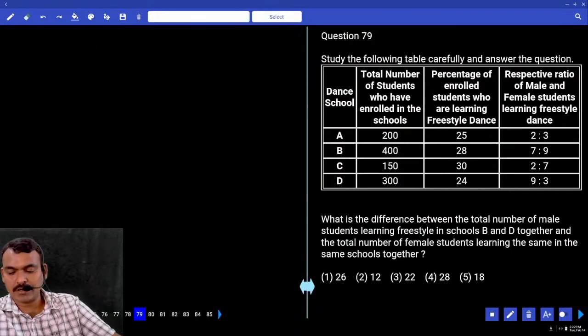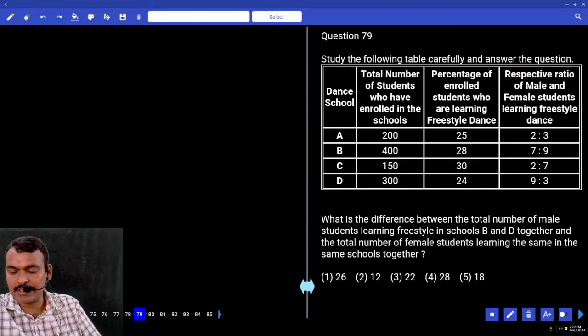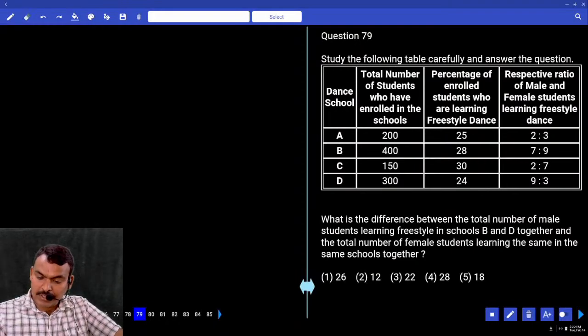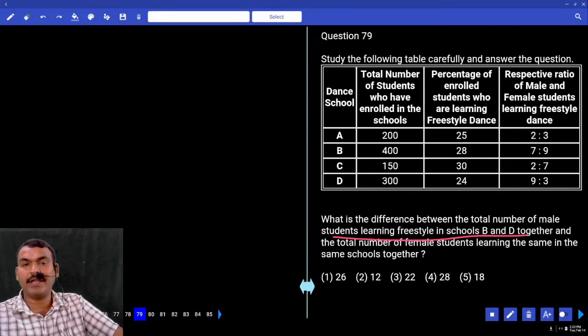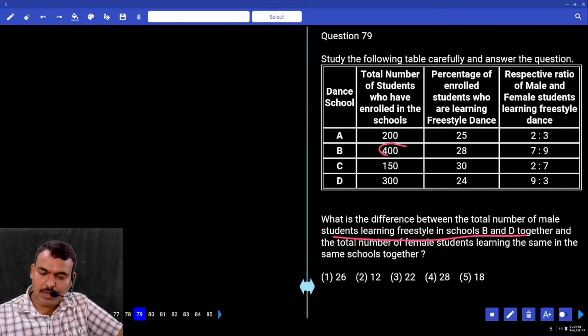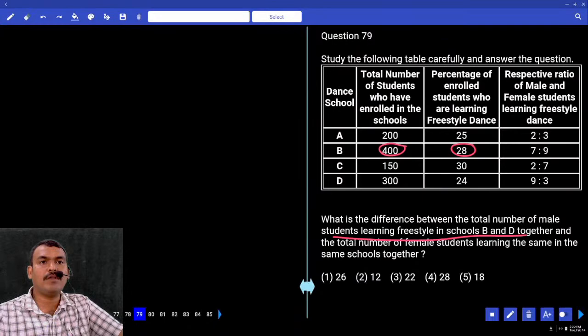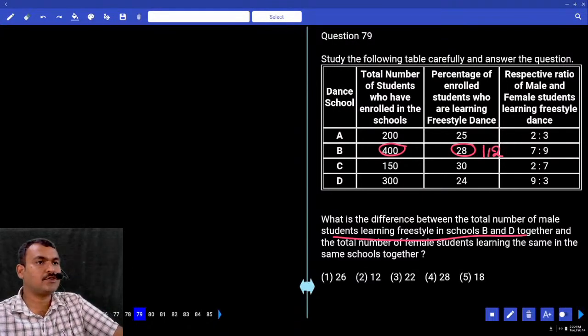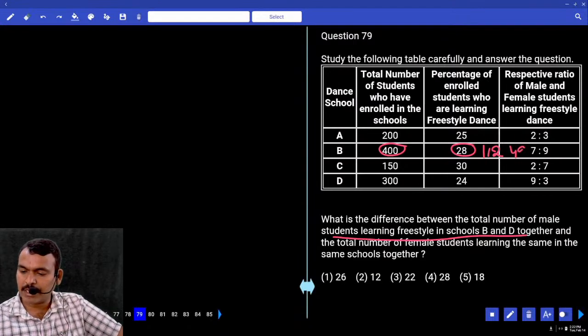What is the difference between the total number of male students learning freestyle in schools B and D together and the total number of female students learning the same in the same schools? Same schools. Male students learning freestyle in schools B and D, or only B? B and D. First, in B, what is the total members? 400. In the 28%, 112 or not? Out of 112, male and female ratio 7:9. Means 7 parts are 49, 9 parts are 63.